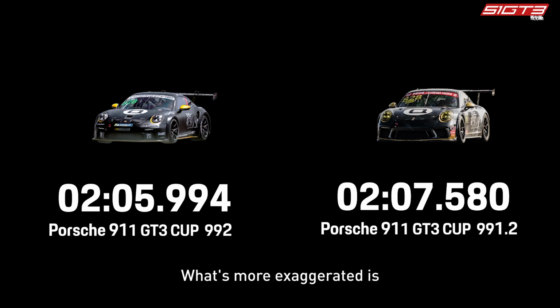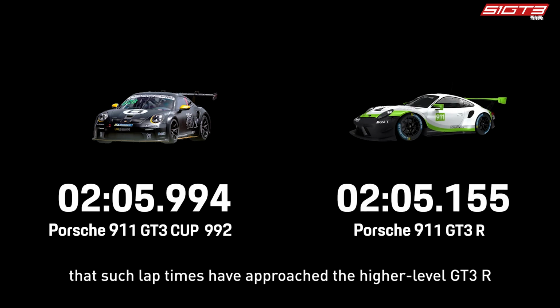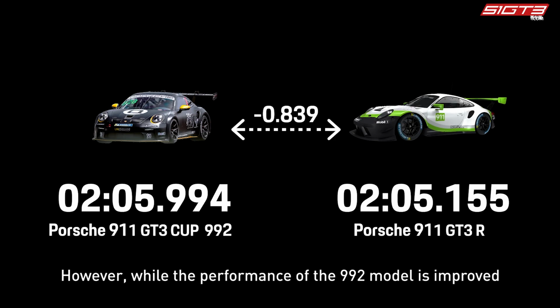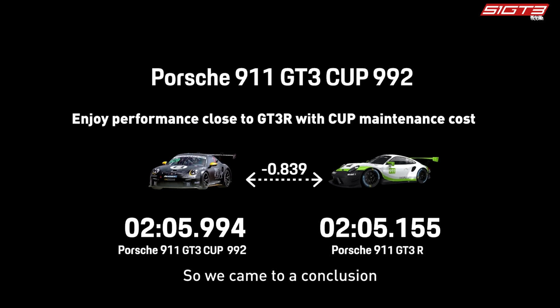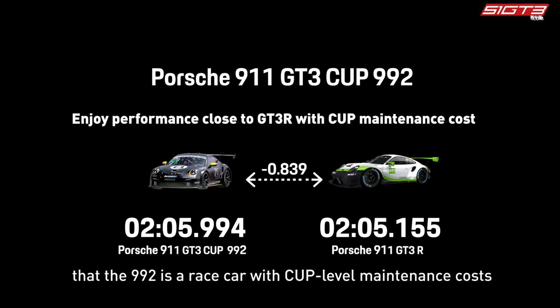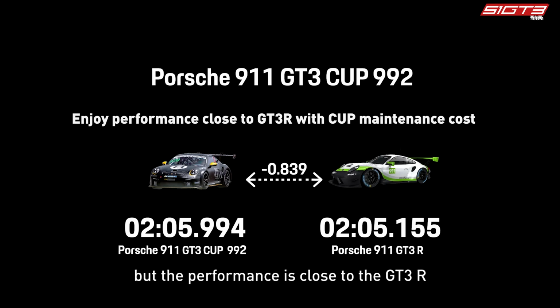What's more exaggerated is that such lap times have approached the higher-level GT3R. However, while the performance of the 992 models is improved, it still maintains the maintenance cost of the Cup level. So we came to a conclusion that the 992 is a race car with Cup-level maintenance costs, but the performance is close to the GT3R.